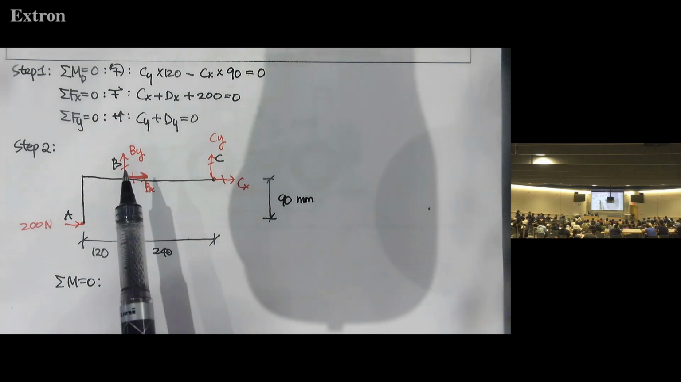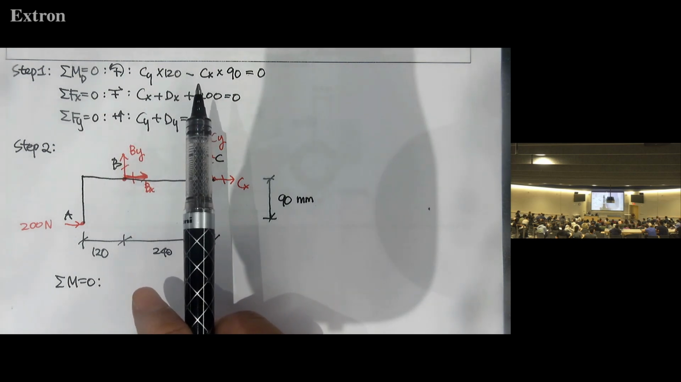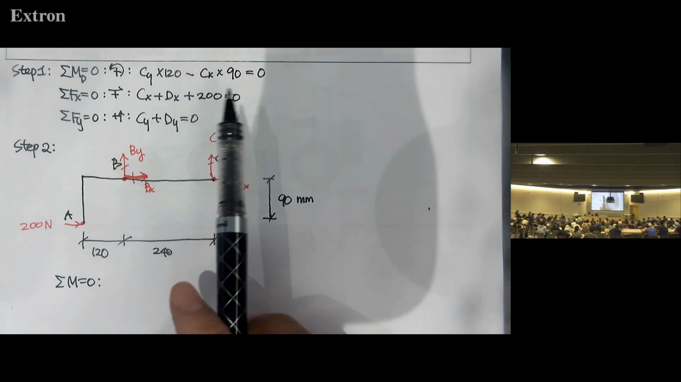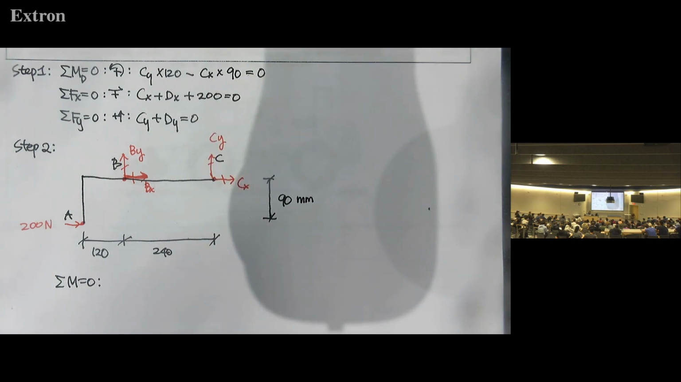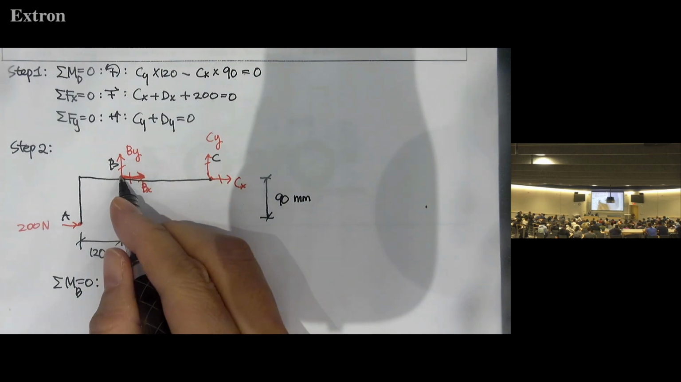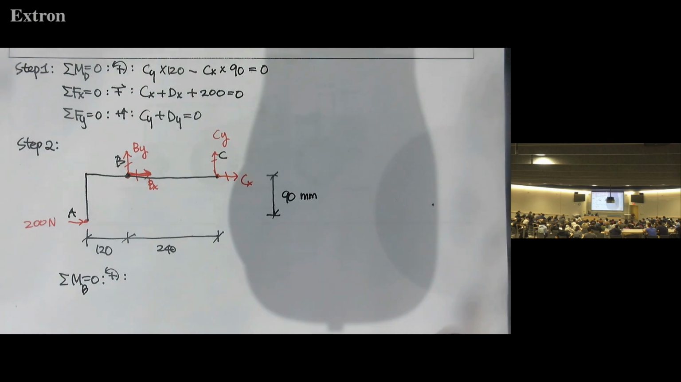I want to try B because we have one equation about Cx and Cy, right? So if we use this point, then we can have an additional equation about Cx and Cy, and then we can find Cx and Cy right away, right? So for that reason, I'll use B as the reference point and set up the moment equilibrium equation. For this, I'll give you about 2 minutes so that you can set up the moment equilibrium equation and then compare it together.